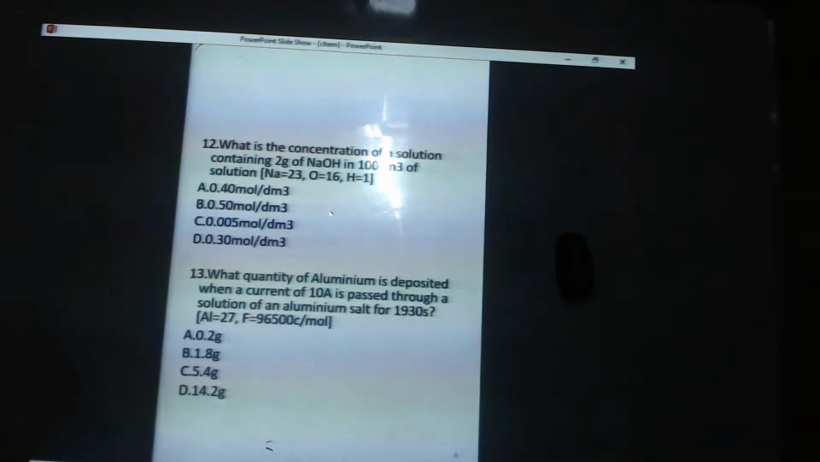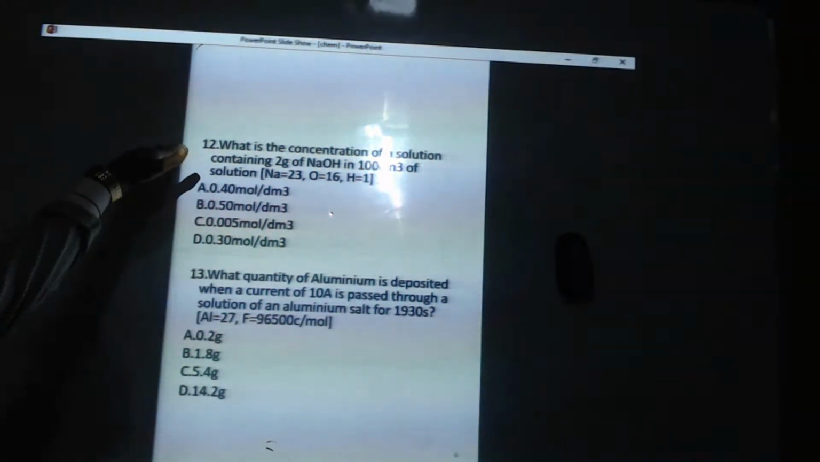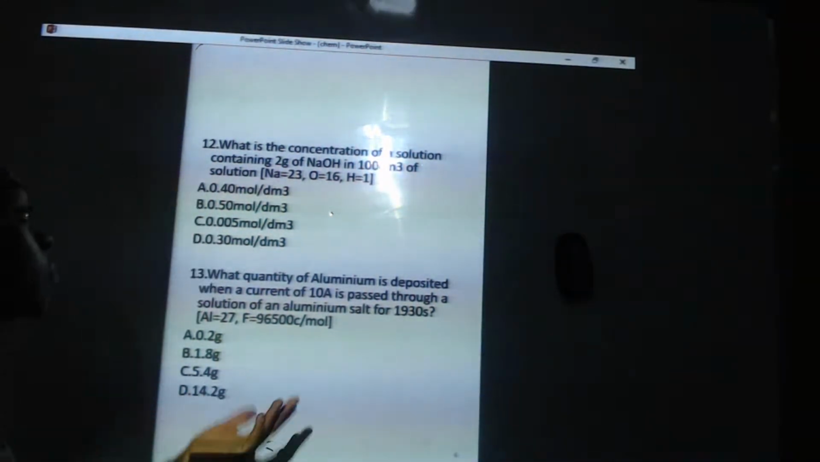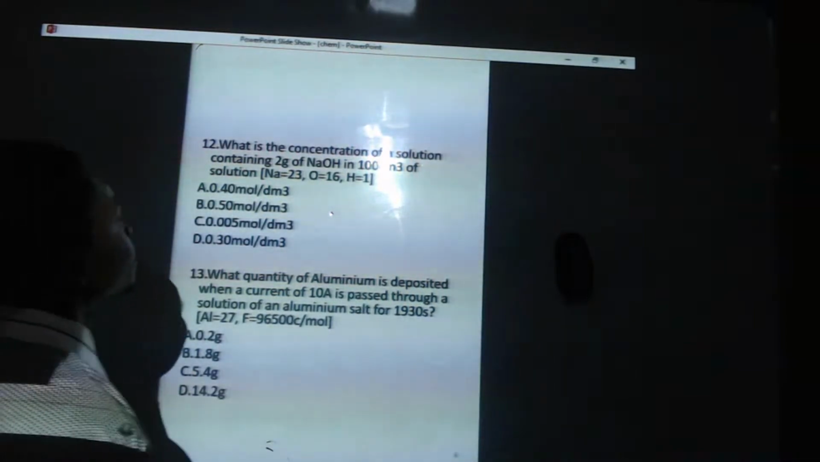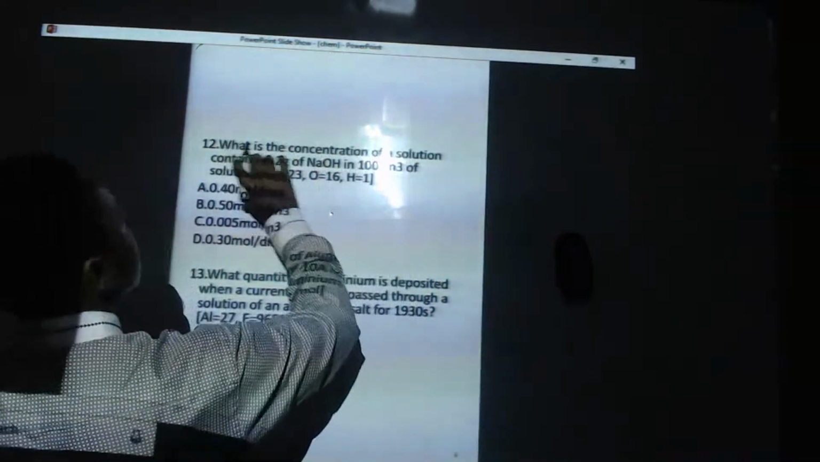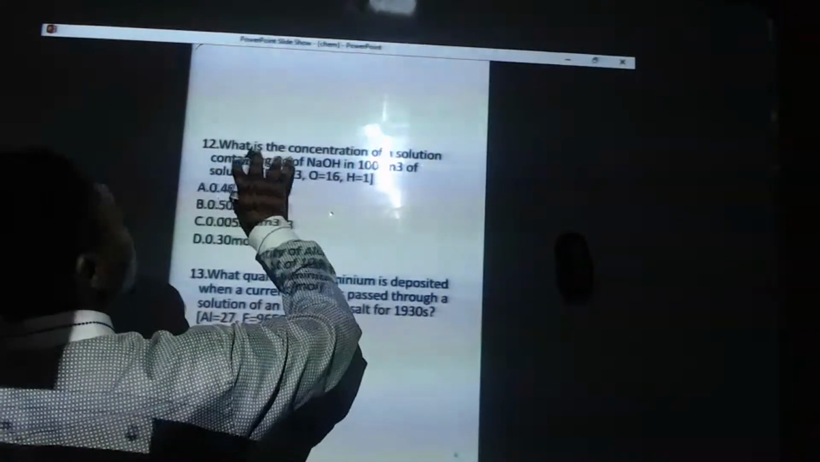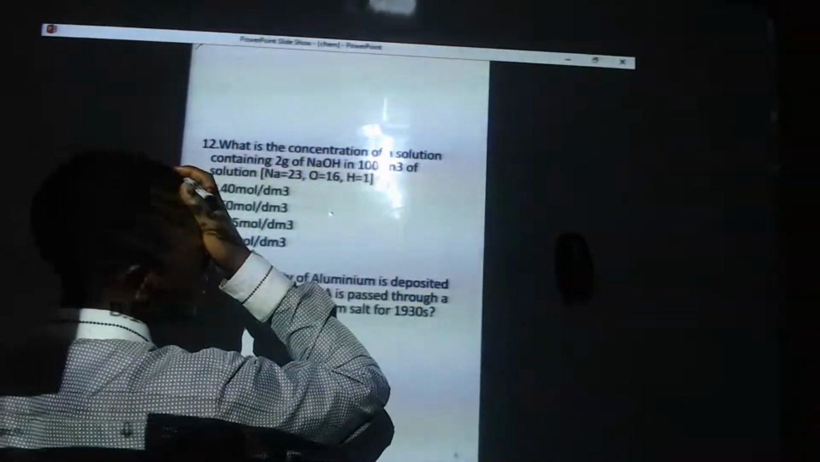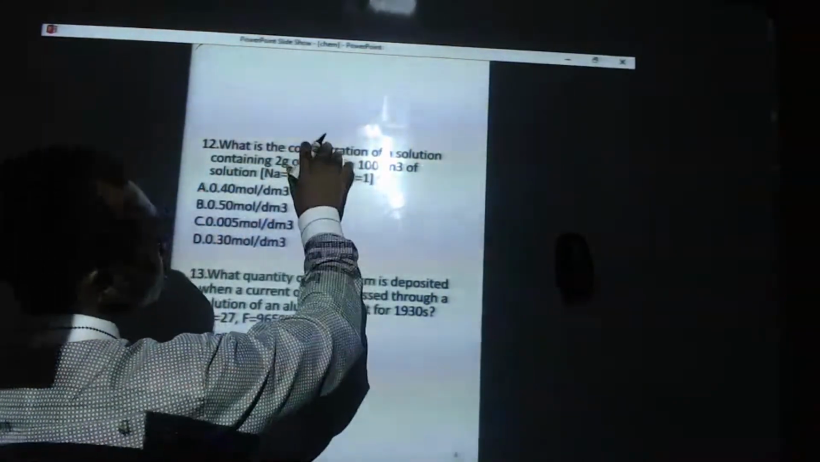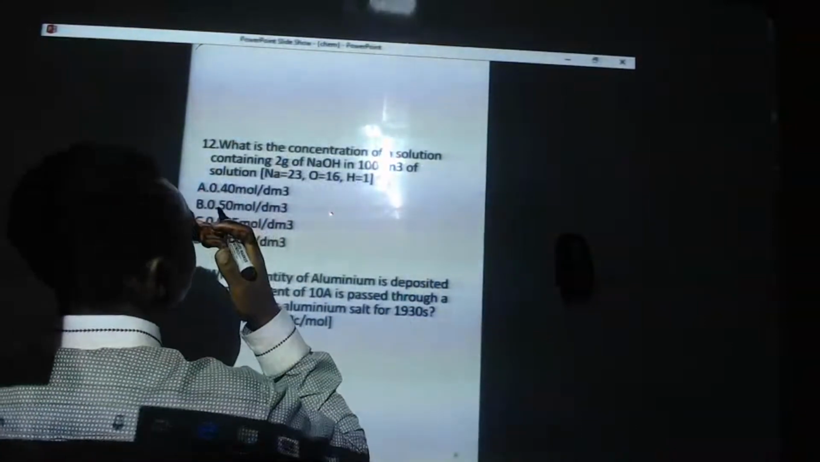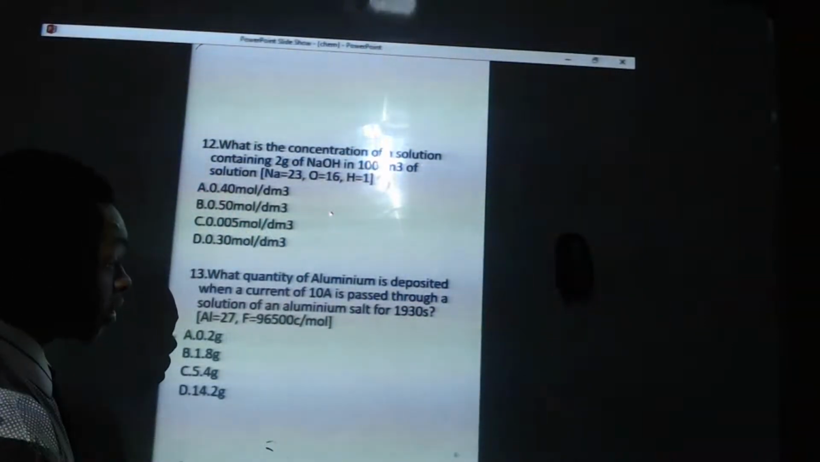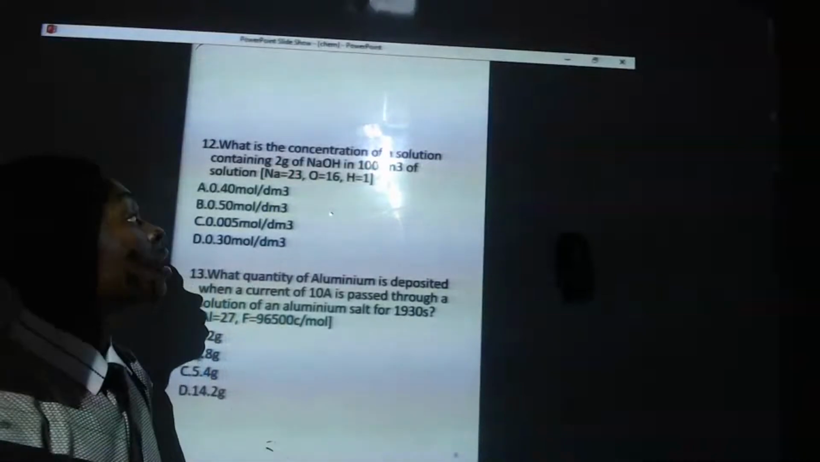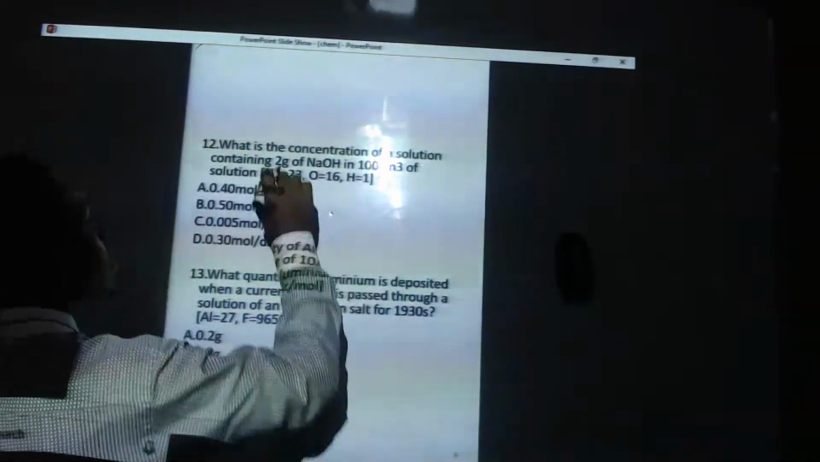What is the concentration of a solution containing 2 grams of sodium hydroxide in 100 of a solution? Okay, that is actually very simple, just like the first one we did. You've been given 2 grams of this. Remember, you have to convert it, because your concentration here is talking of solubility. So you have to convert it from mass in grams to gram per dm cube. I have told you how to do it.